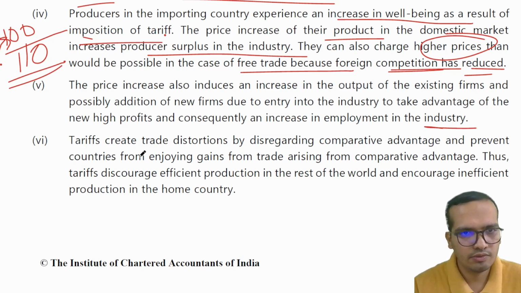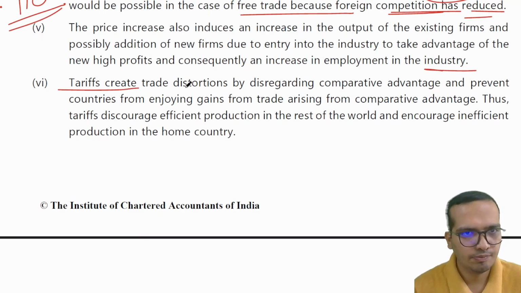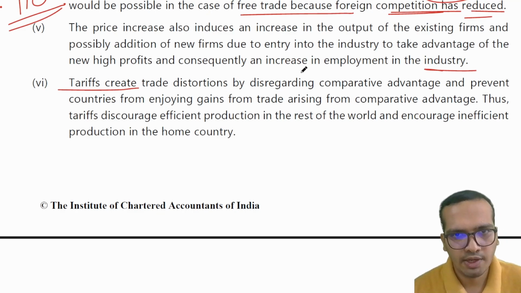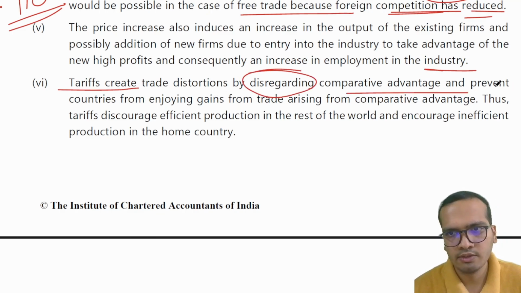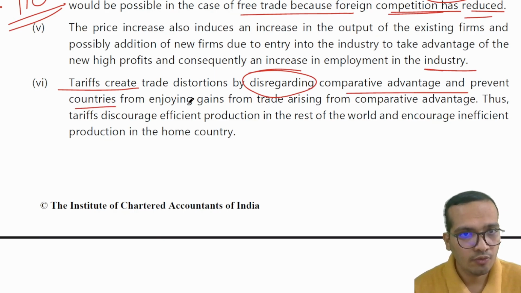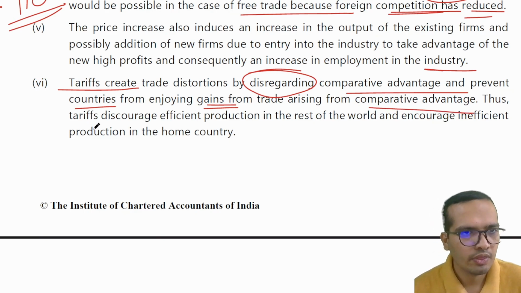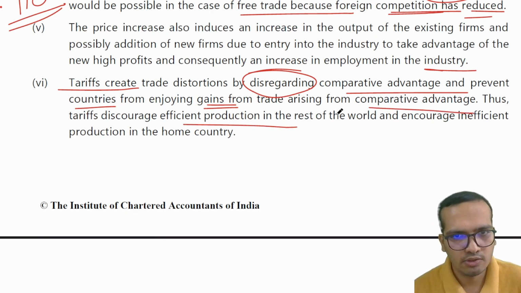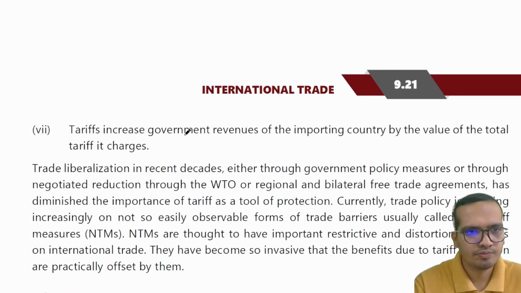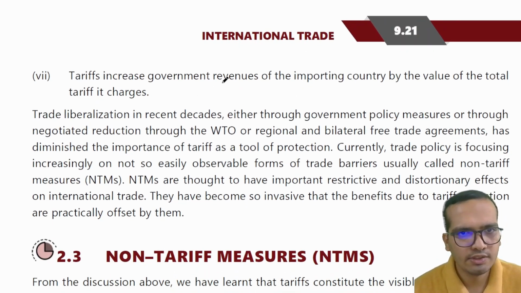Tariff creates trade distortions by disregarding comparative advantage and prevents countries from enjoying gains from trade arising from comparative advantage. Thus, tariffs discourage efficient production in the rest of the world and encourage inefficient production in the home country. Tariff increases government revenue of the importing country by the value of total tariff it charges.